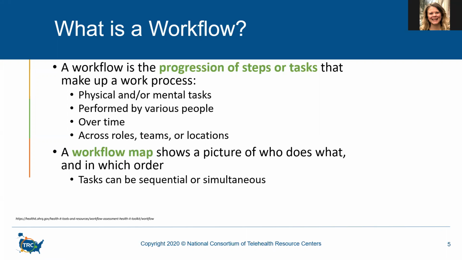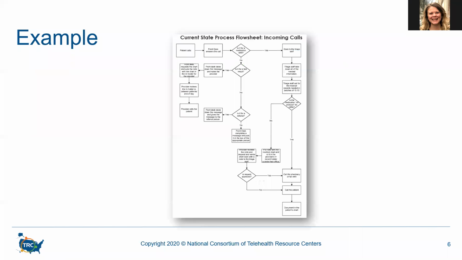So when we say workflow map, that just shows a picture of who does what in which order. A workflow map is a visual representation of the workflow or the work process. Here is an example of an incoming call workflow. Now, this workflow can be a little bit hard to read. There are lots of words within tiny boxes. It seems to kind of go all over the place. There isn't a really clear path where my eye can easily follow the steps I need to take. So this one, while the information is there and can be readily accessed, it's not as easy to follow.